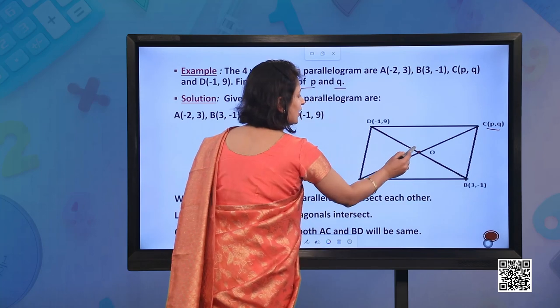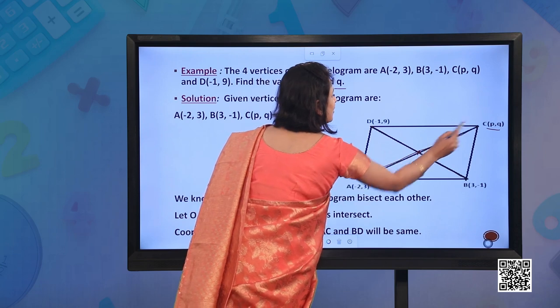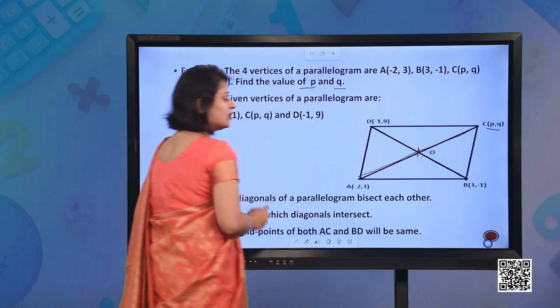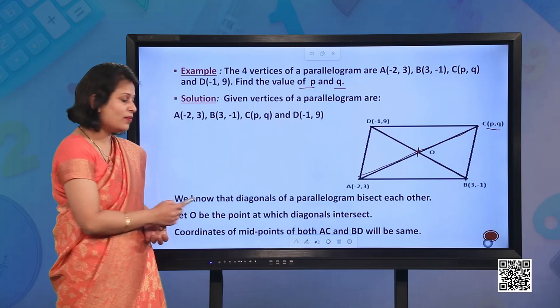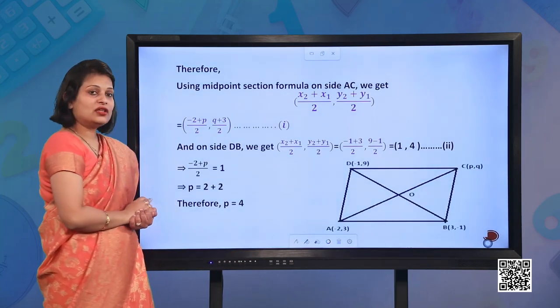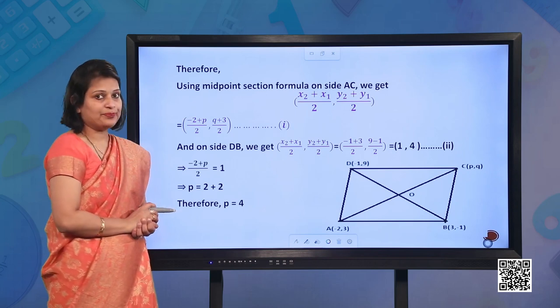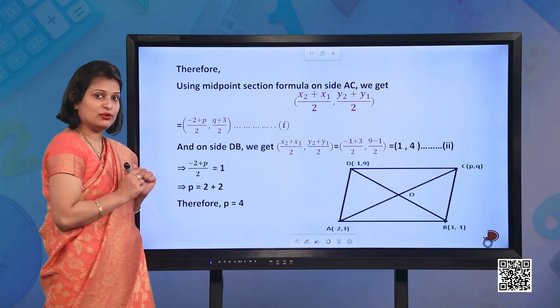This is BD. Its midpoint is this. And this is AC, whose midpoint is this. So both are intersecting at O. So now what will happen? By using the midpoint section formula on AC and BD, we have to calculate the values.